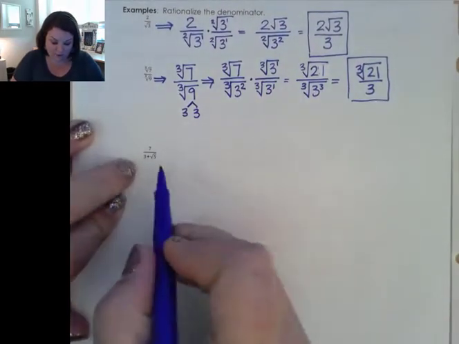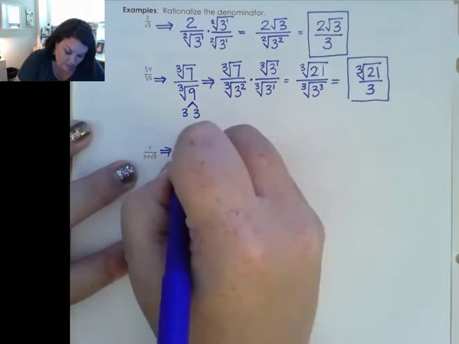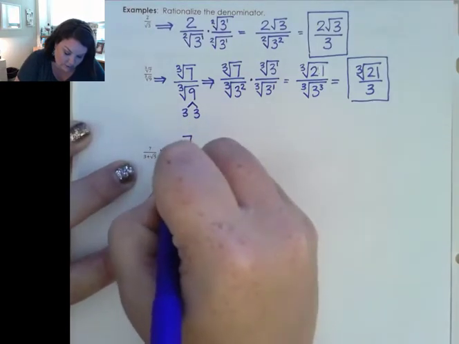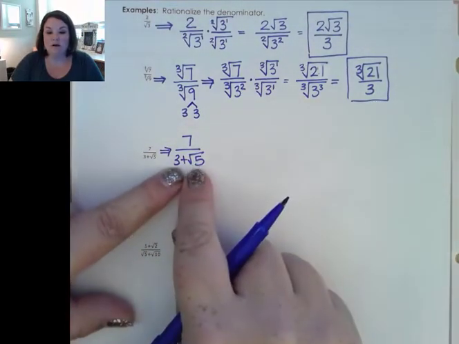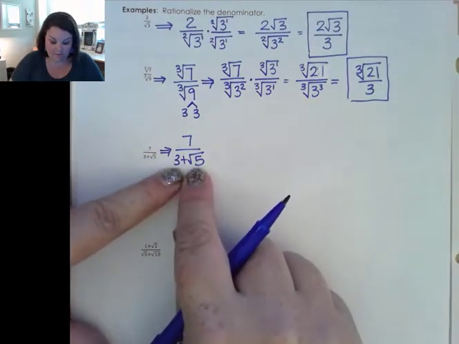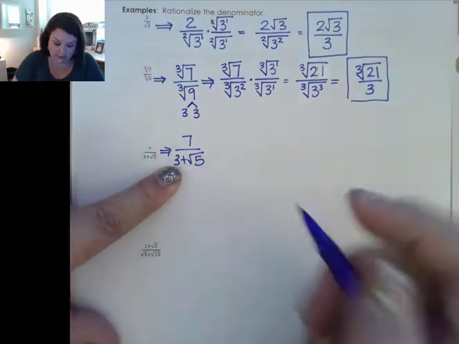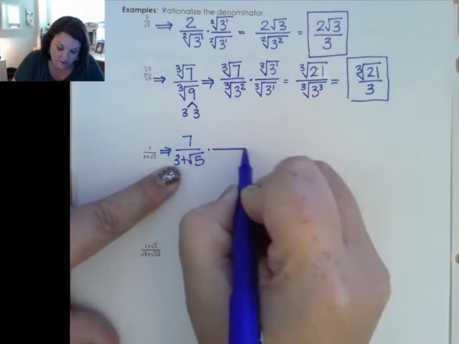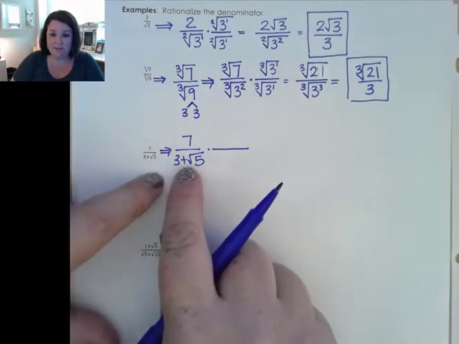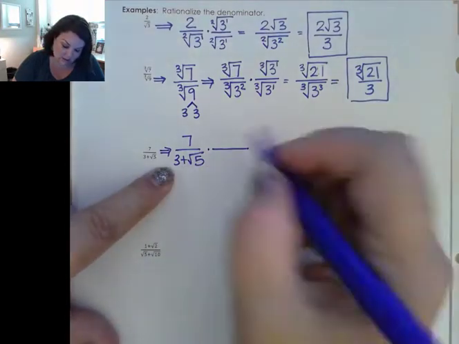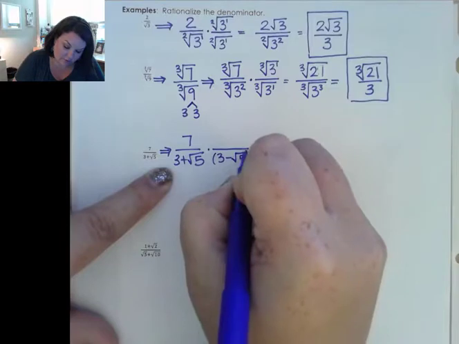So on the first one, I want to get rid of, hold on, let me write this bigger again. 7 over 3 plus the square root of 5. Okay, so if I want to get rid of the radical in the denominator, I first have to look at this quantity and figure out what does its conjugate pair look like. And its conjugate pair looks exactly like this binomial, except with a different sign in the middle. So this one's conjugate pair would be 3 minus the square root of 5.